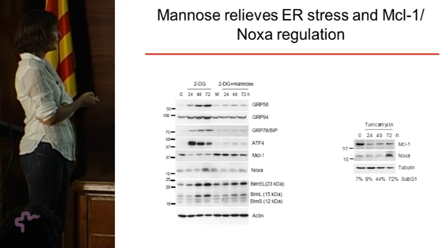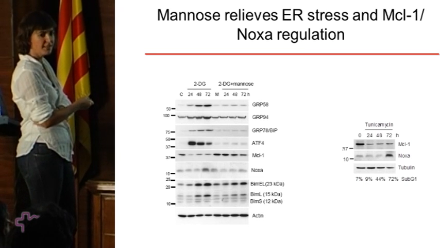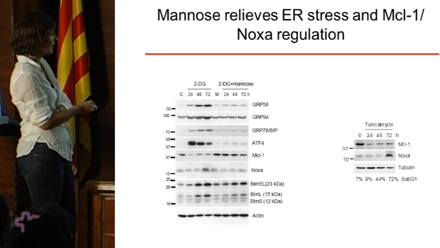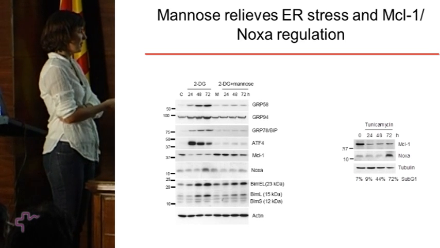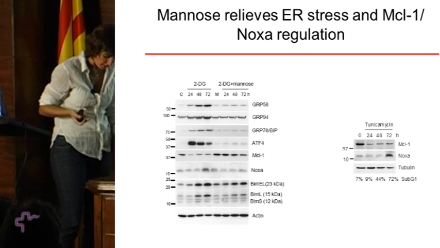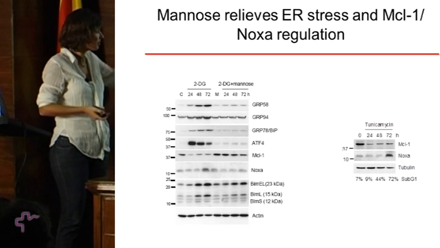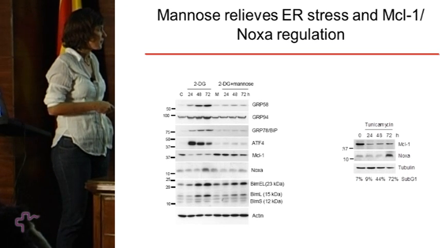But not only that, downregulation of MCL1 was completely prevented, upregulation of NOXA was completely prevented, and BIM, so-so. We're not sure why, because BIM is usually induced via ER stress. It's a very good target of ER stress proteins. But this was not the case, it was only partially prevented.